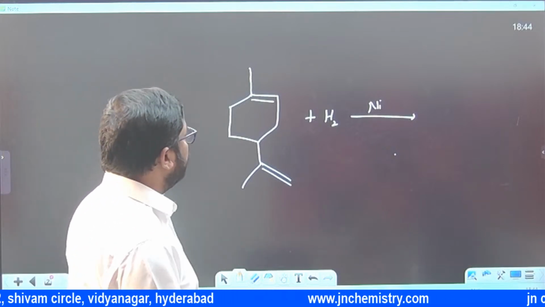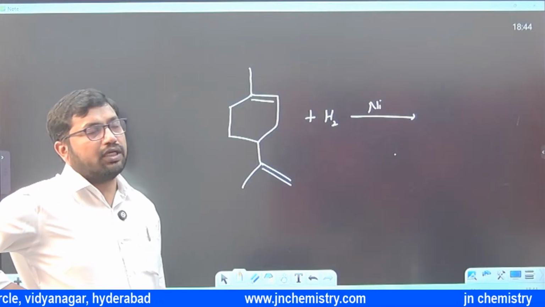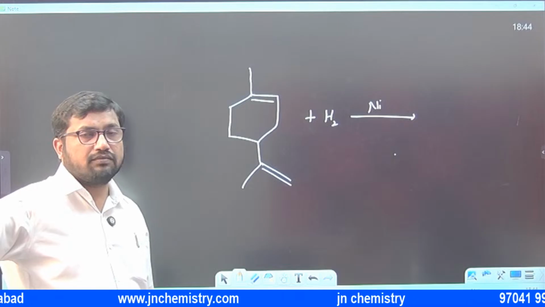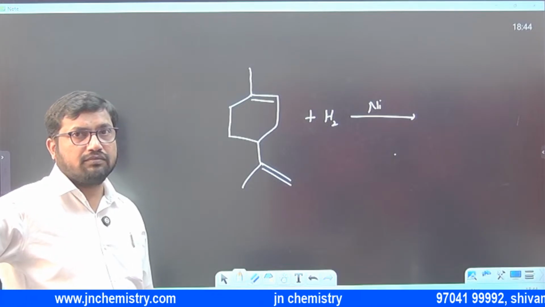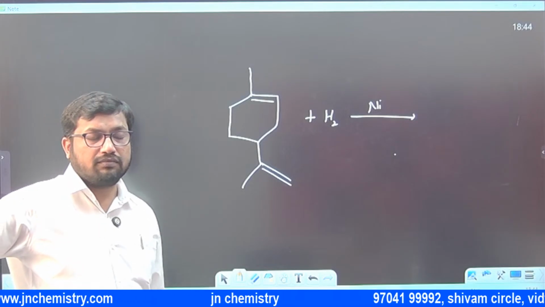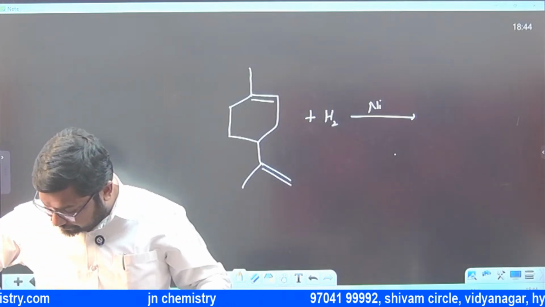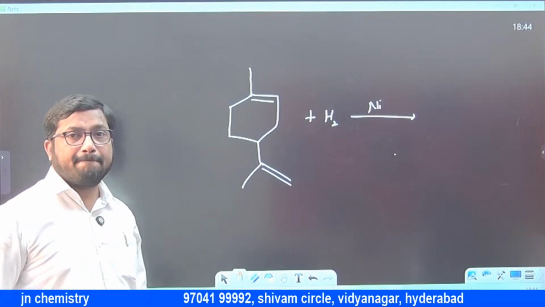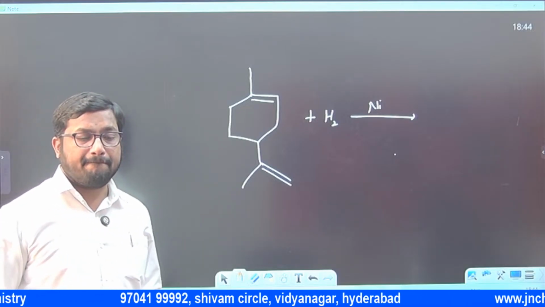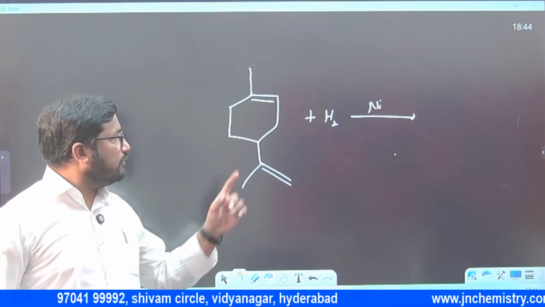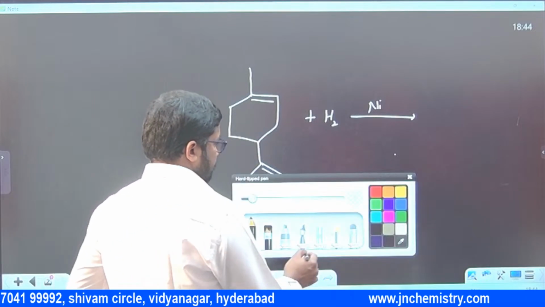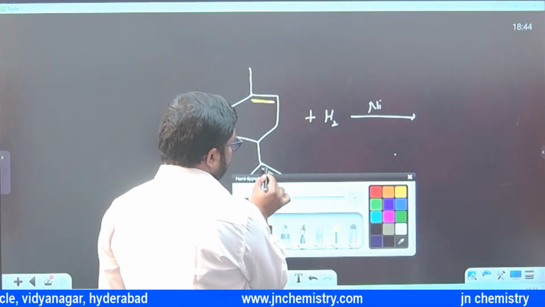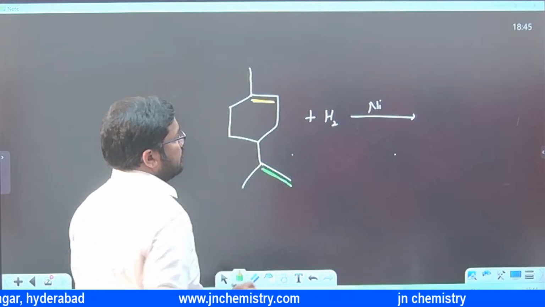Right now. So which alkene is more stable here? Which alkene? Two types of alkenes are here. Which alkene is more stable? Hamsini? Yes, sir. Which alkene is more stable? This yellow one or this green one? Which alkene is more stable?